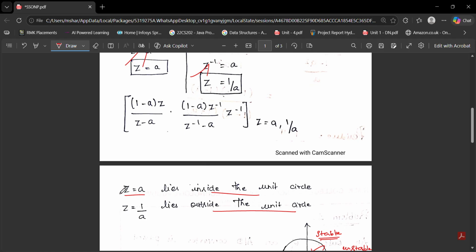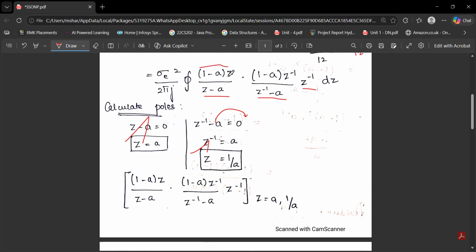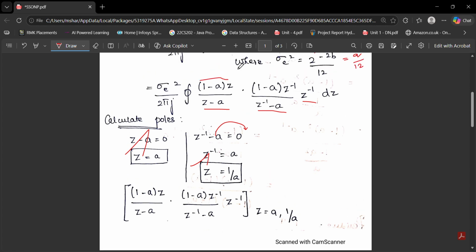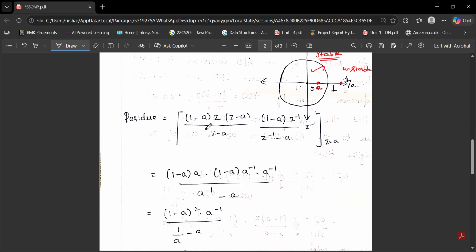So the thing is, this z minus a I have calculated using this part of the equation. So what I'll do is, I'll be multiplying this by z minus a here, and I'll be solving it. That is nothing but, in the residue part, (1 minus a z) divided by (z minus a) into (z minus a).